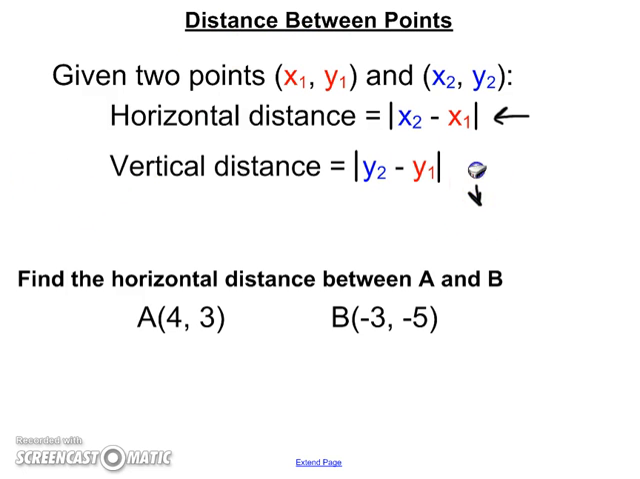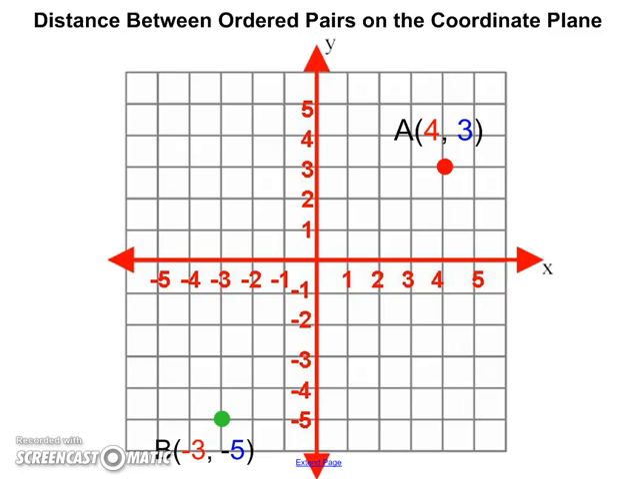Now we're also going to talk about, let me get rid of these. I should have erased those earlier, but that's okay. We're going to find the distance between points on the graph. So here, let me flip to the next slide real quick. I have point A up here at 4, 3. I have B down here at -3, -5.